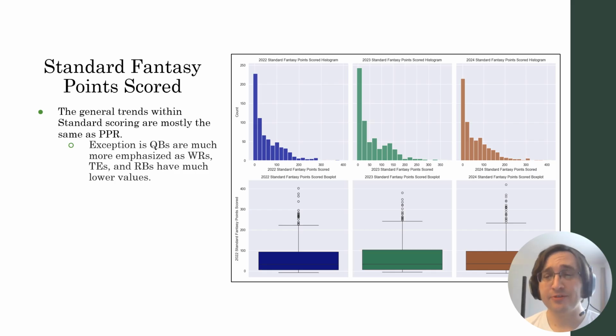Looking now at the standard fantasy points scored, we see a very similar general trend within the standard scoring as to the PPR, with the major difference being that quarterbacks are much more emphasized in the standard scoring system compared to wide receivers, tight ends, and running backs. And that makes sense given the emphasis that PPR puts on those other positions compared to standard.